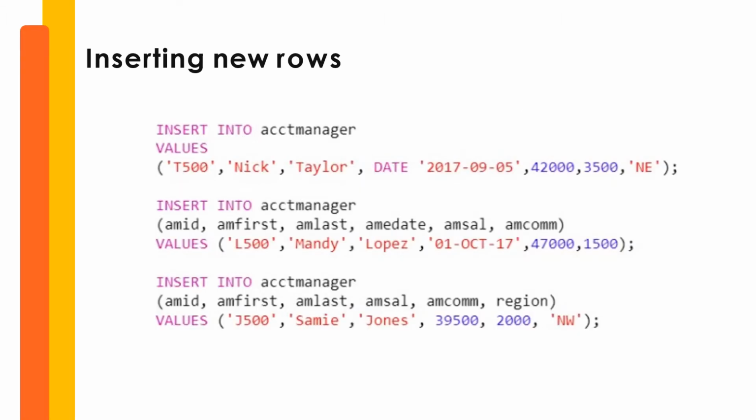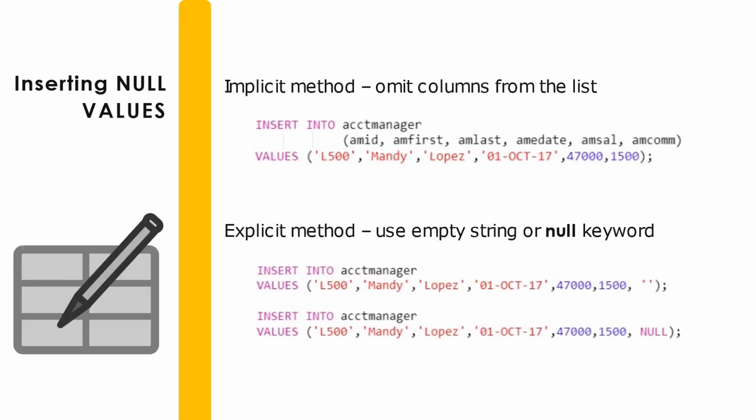As we can see in the first one, we do not specify the column names anymore because we are inserting values for each of our columns in their respective order. In the second and third examples, we are specifying the columns because we are inserting specific values for each of the columns. If we do not specify the values for some columns, the null values are implicitly inserted for those columns. Alternatively, we can also specify explicitly the null values using the empty string or the null keyword, as we can see in the example below.